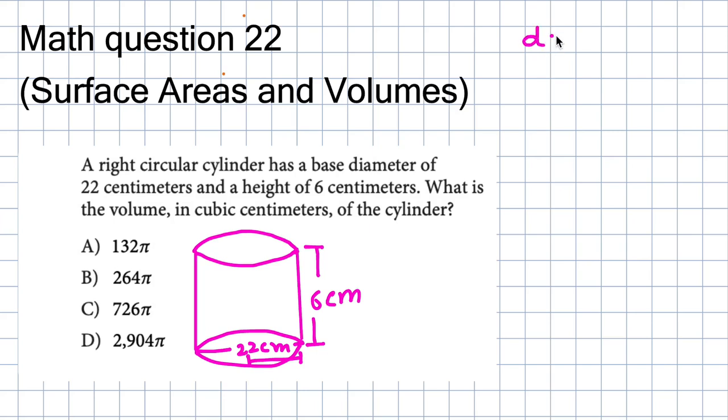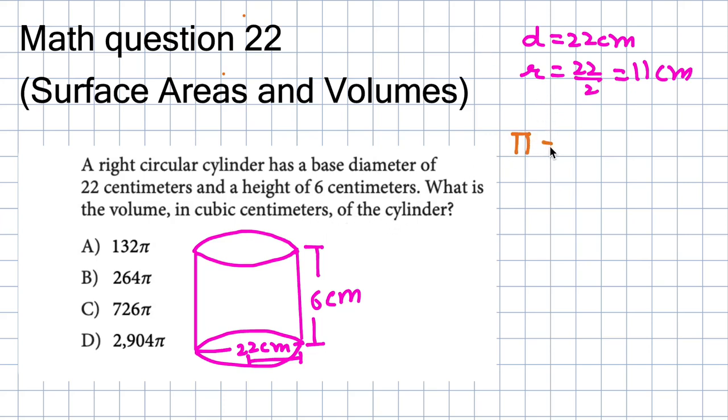So if diameter is 22 centimeter, radius is just half of it. So radius is equal to 22 by 2, which is equal to 11 centimeter. And height of 6 centimeter. So that is the height of the cylinder, which is 6 centimeter. What is the volume in cubic centimeter of the cylinder? Okay, we have to find the volume.